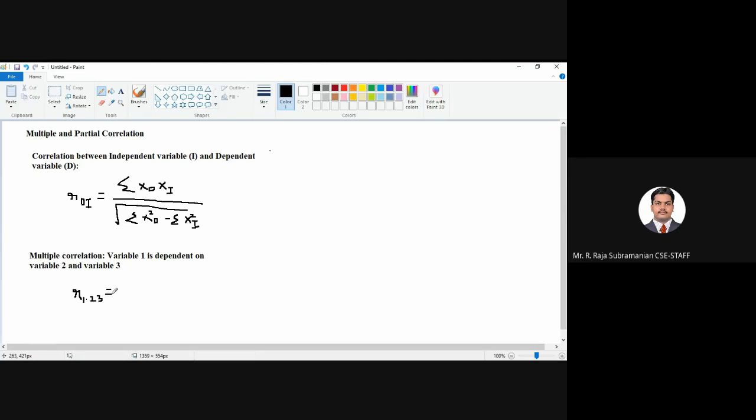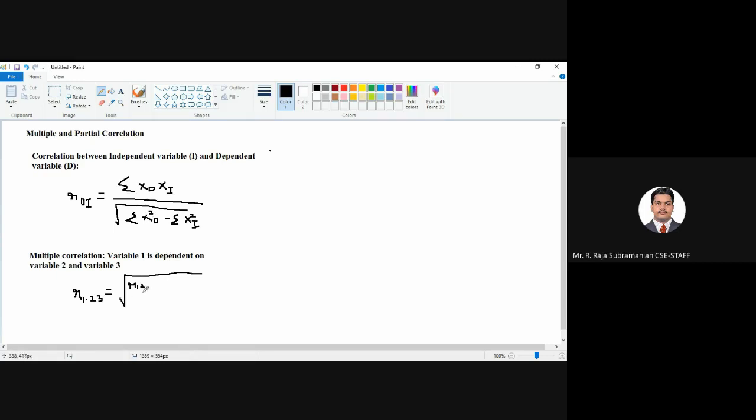You'll see this formula, square root of... If I want to calculate this, I need to calculate these individual items also. This is first dependent on 2, so R12 needs to be calculated. How to calculate R12? We know this formula, so if this formula is known, R12 can be calculated.